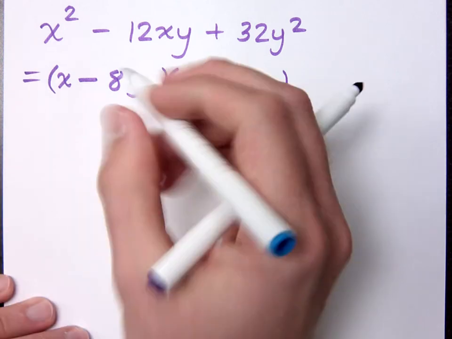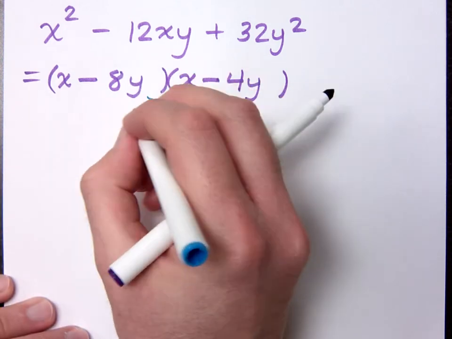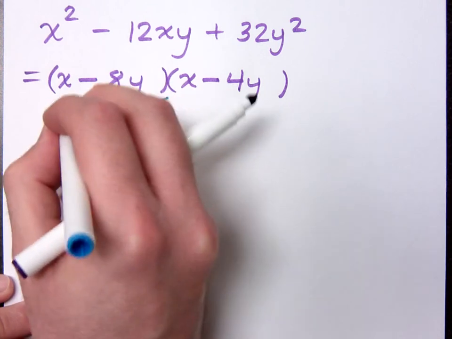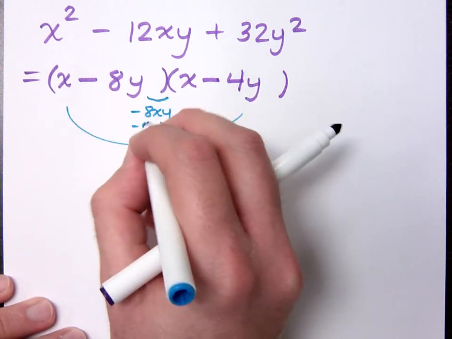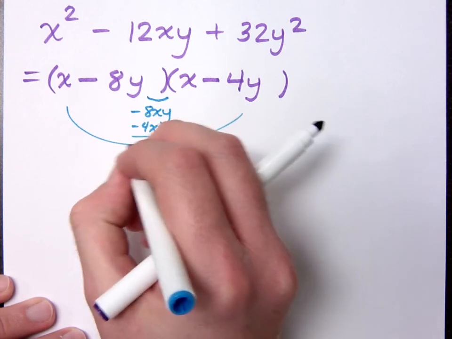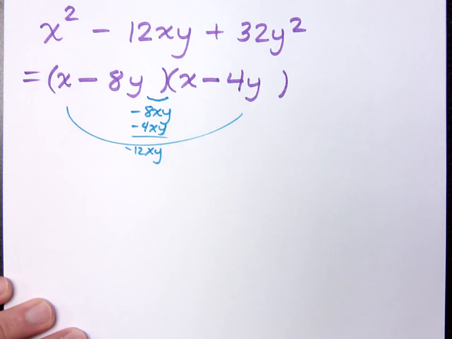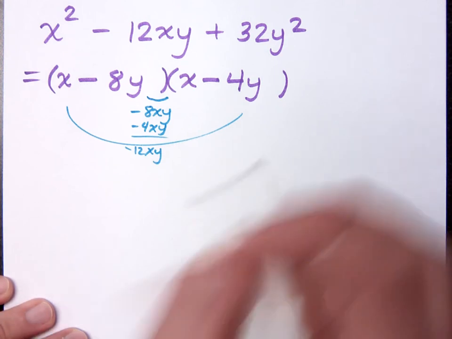So when you check this on the inside, what do you have? Negative 8xy. What's on the outside? Negative 4xy. So there's your negative 12xy. And we're happy. Right?